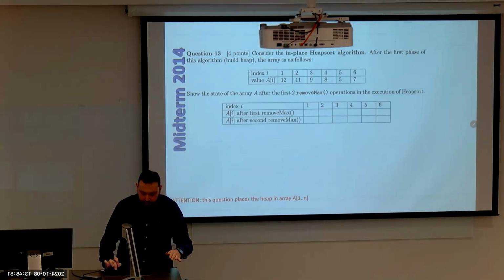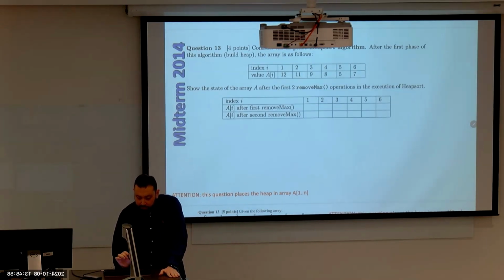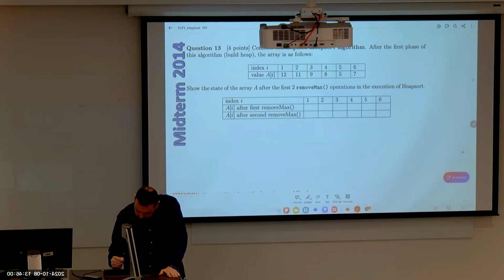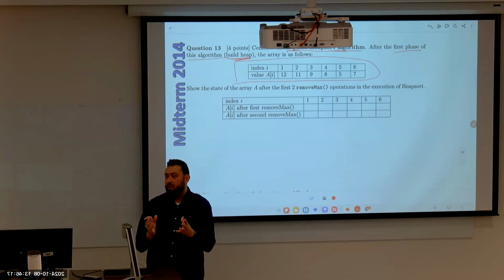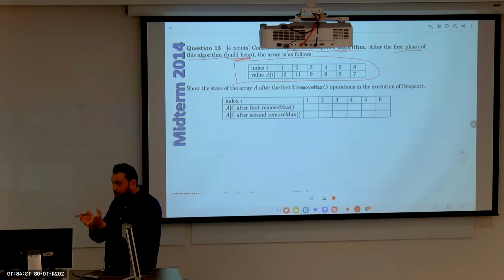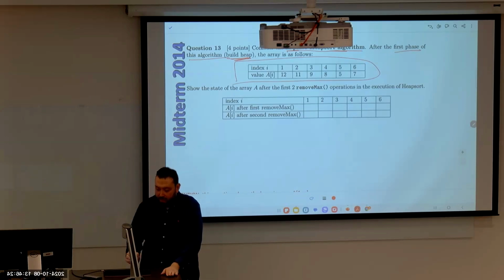So let's try to solve this together. This is, again, from a previous midterm. What are we asked here? In place heap sort algorithm. After the first phase of this algorithm, build heap, the array is as follows. In place heap sort has two phases. The first one is we want to build the heap, and then we want to sort it. They did the build heap for you.